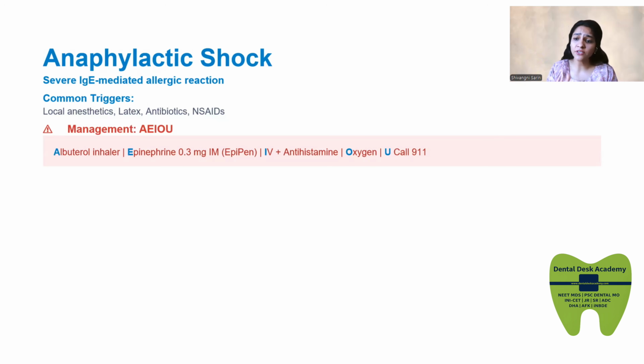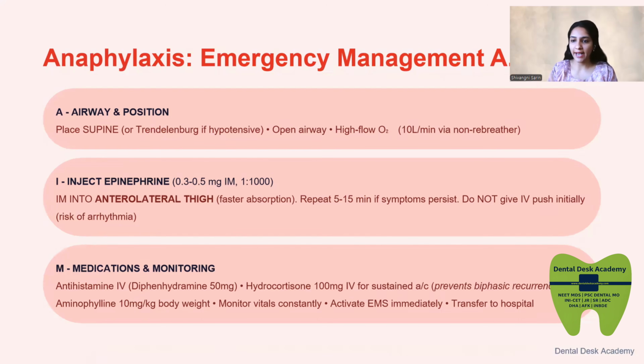Next, if you want to give something IV, you should give the antihistamine, diphenhydramine injection, or chlorpheniramine injection, whatever you have with you. Next, you need to administer oxygen to the patient, obviously, and you should call the ambulance as soon as possible. So, as I have just explained, AEIOU is just a basic mnemonic of the drugs which you need to remember.